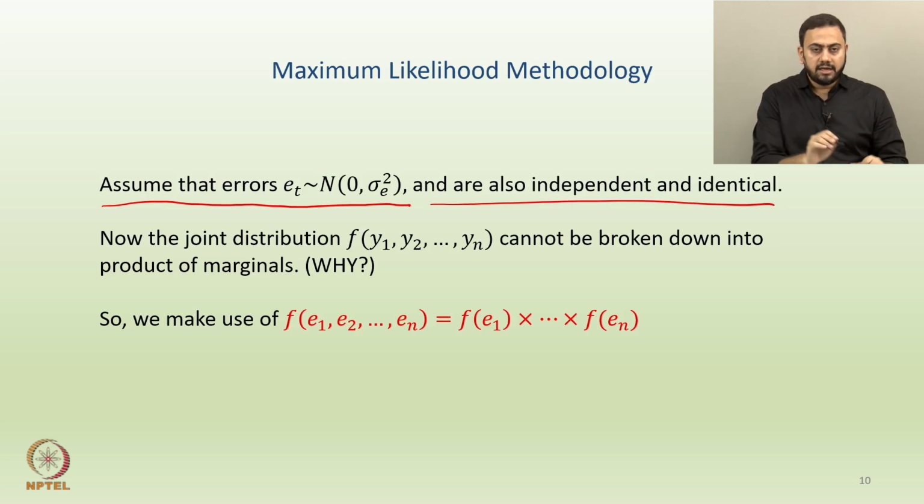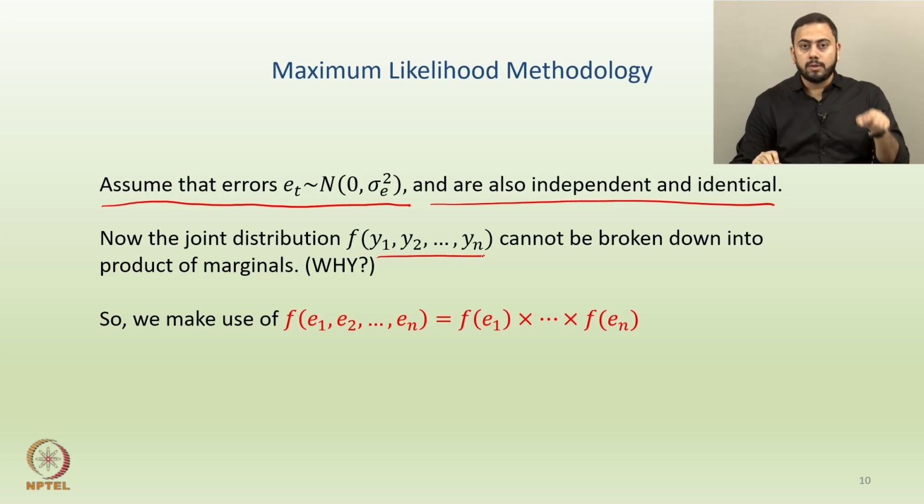Now, the idea is that, like we discussed in the last lecture, what exactly do you mean by likelihood? Likelihood is nothing but some sort of a joint density or joint distribution. Now, the whole question is, can we actually use the joint distribution applied on the actual time series values? Something like f of y1, y2 up to yn. By the way, this joint density cannot be broken down into a product of marginals, and why? Why do you think?